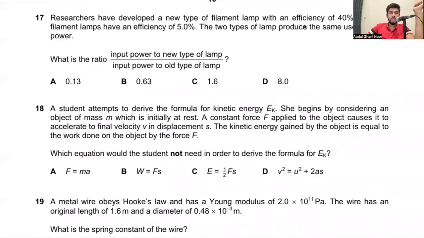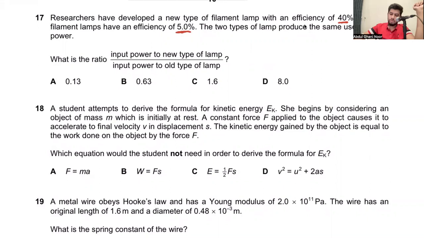Question number 17 says, researchers have developed a new type of filament lamp with an efficiency of 40%. Old type filament lamps have an efficiency of 5%. The two types of lamp produce the same useful output power. What is the ratio of the input power of the new type of lamp to the input power of the old type of lamp?